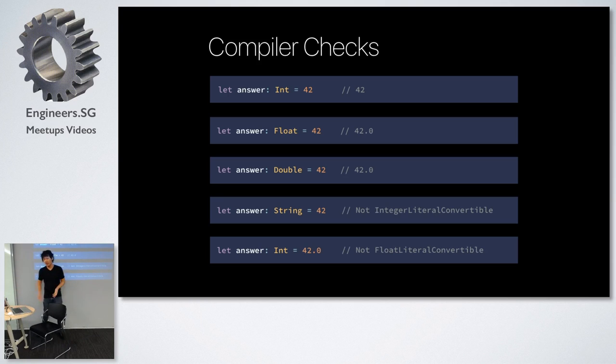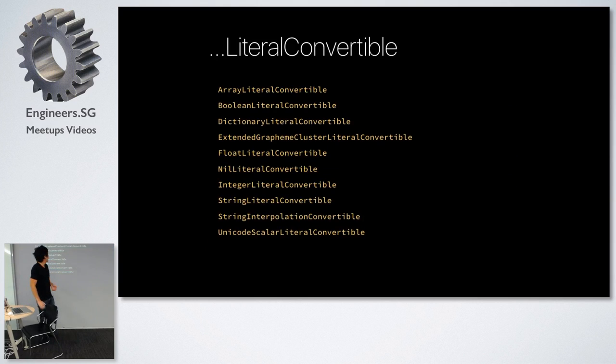All these checks are done during compilation, so you can argue that they are actually special case protocols. And why do I call them special case? It's because these are the only types of literal convertibles that you can have. You can never write your own literal convertible. This is hardwired into the compiler.